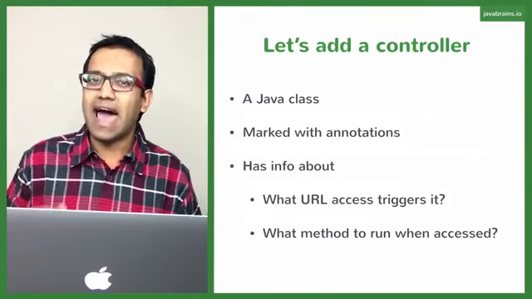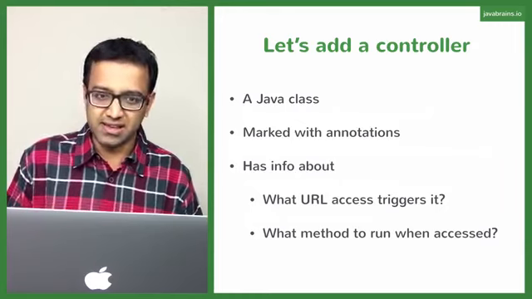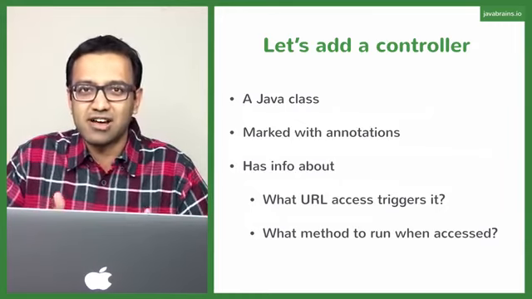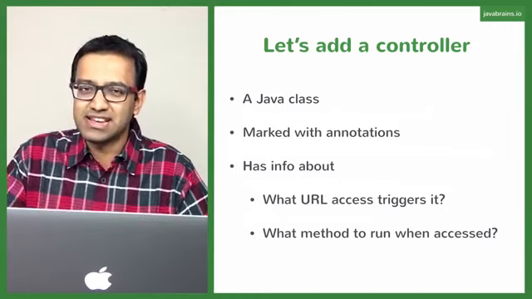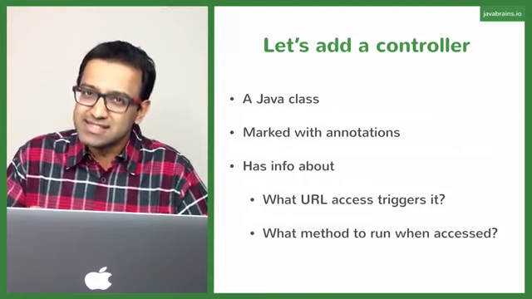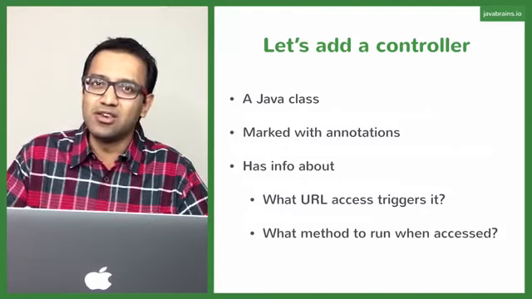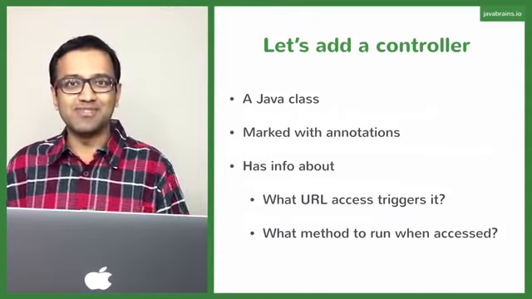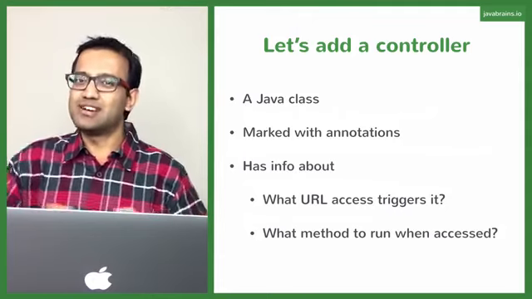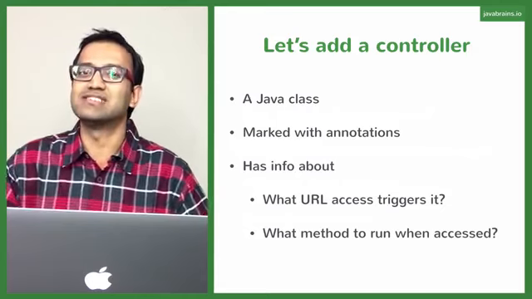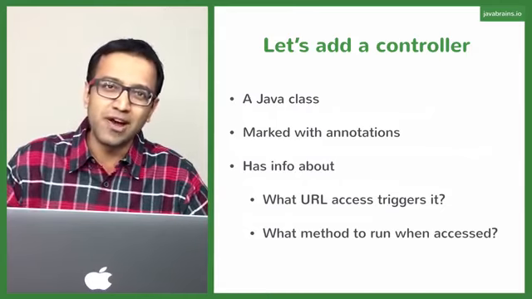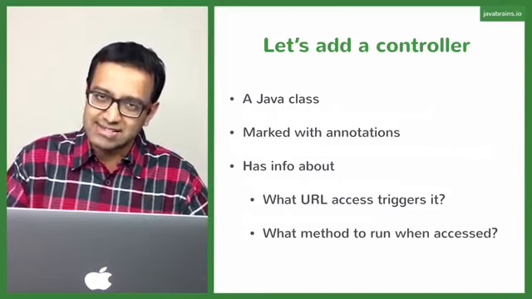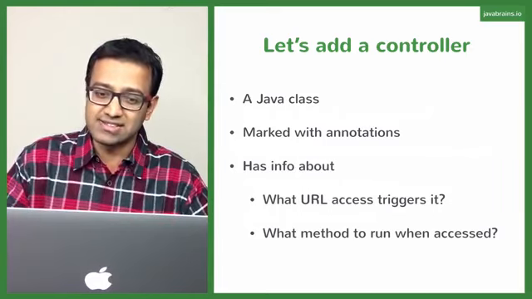You do that by adding a controller in Spring. A controller is basically a Java class that has certain annotations marked in it. These annotations let Spring know what is the URL that you're mapping it to and what should happen when the request comes to that URL. So there are two pieces of information that Spring needs to know, and you're providing both of them in the class itself and the annotation of that class.